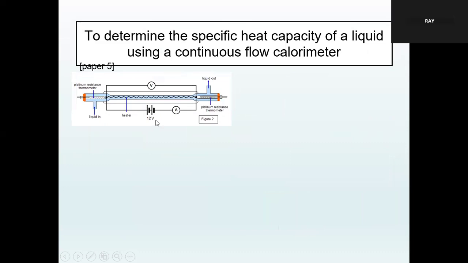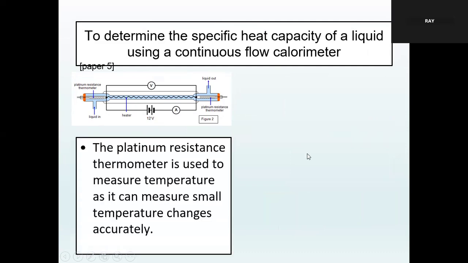Right? For example, this apparatus. Liquid in, and then liquid coming out. There's your heater, connected to a 12 volt power supply, a voltmeter to measure the voltage, an ammeter to measure the current flowing through the heater. You don't need to know about the platinum resistance thermometer, so you can use the mercury thermometer, graduated in 0.1 degree Celsius.